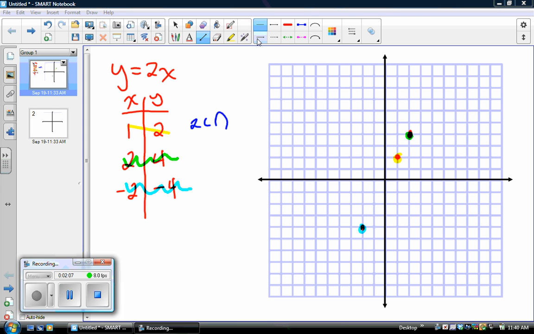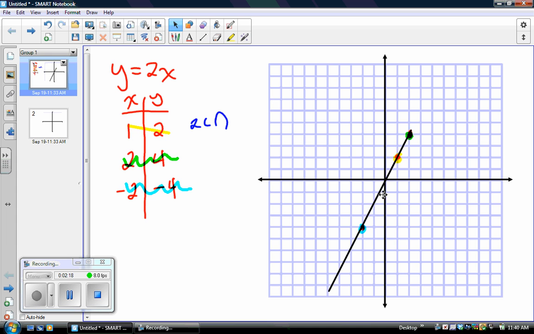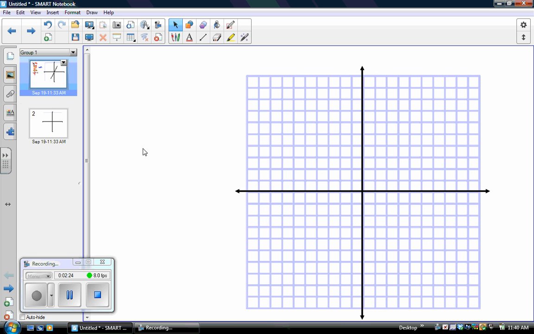I'm going to use my line tool here. A line that passes through. Again, we're looking for all points that satisfy this relationship. Let's look at another one.